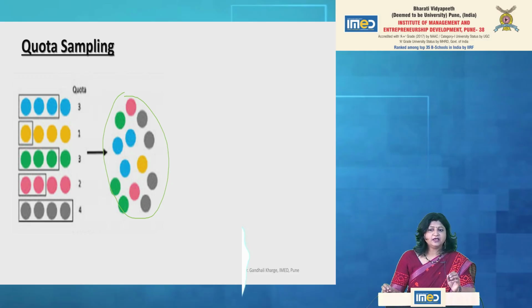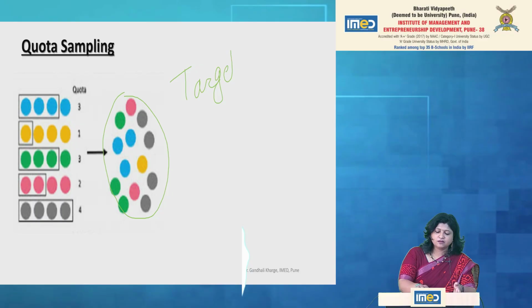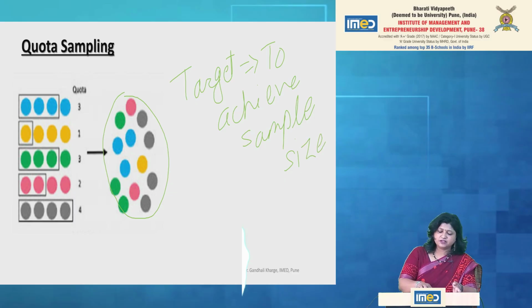So here the target is only to achieve the sample size. Okay, the target is only to achieve sample size, not on proportion.